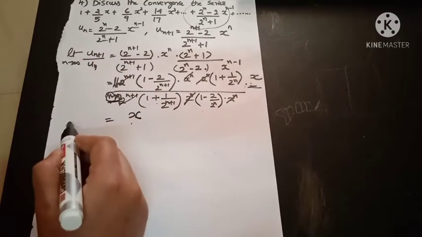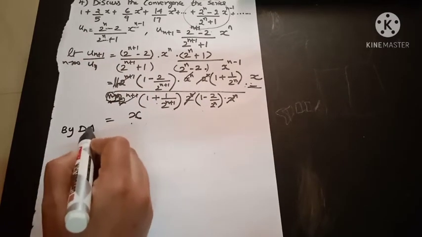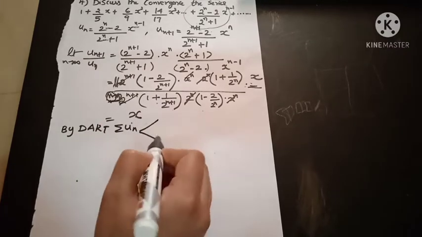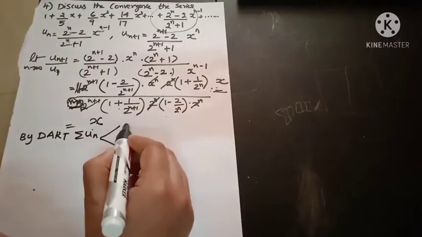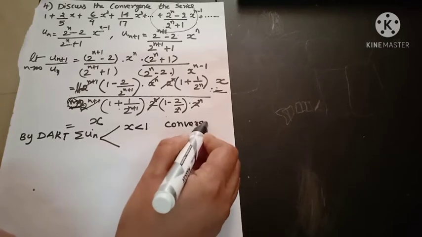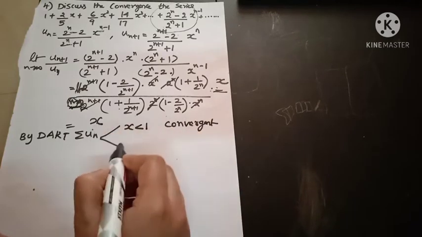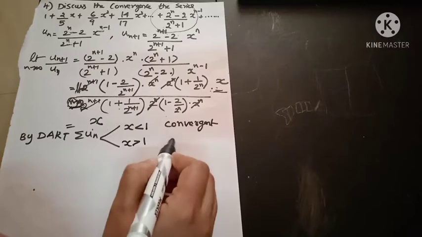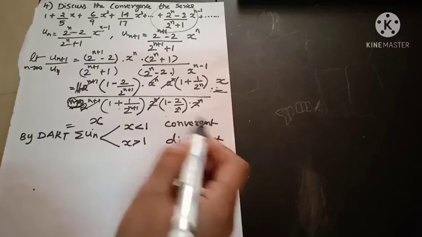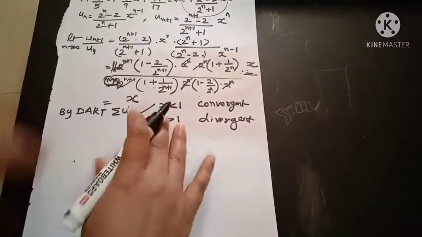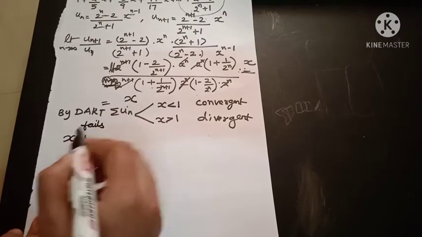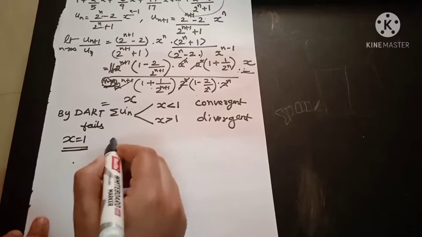So by D'Alembert's ratio test, for the series un, we have two possibilities. If the ratio is less than 1, then the series is convergent, and if this ratio is greater than 1, the series will be divergent. But when x is equal to 1, the test fails. Let us see what happens when x is equal to 1.